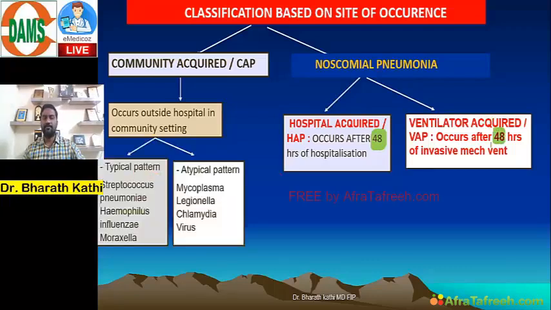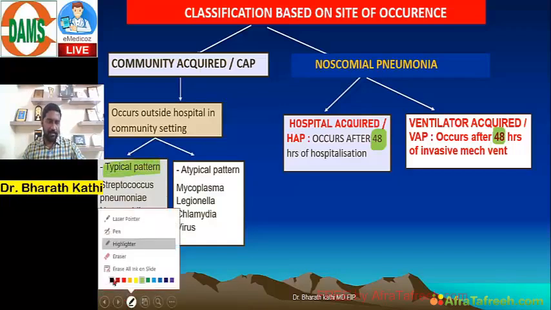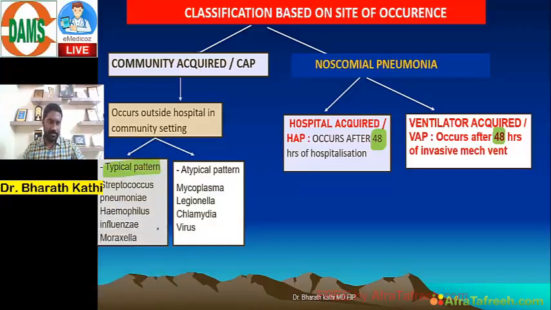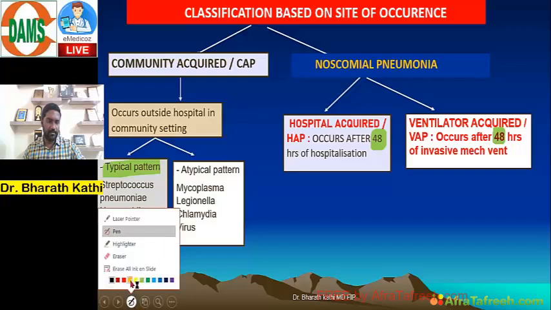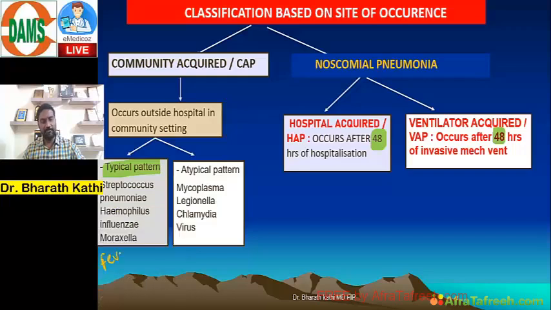And the common causes: is it a typical pattern or an atypical pattern of community acquired pneumonia? Typical means the routine pattern. So the patient presents with fever and productive cough. That is typical. Atypical means fever plus dry cough. This will be given in the clinical scenario, and accordingly you should identify the organism.